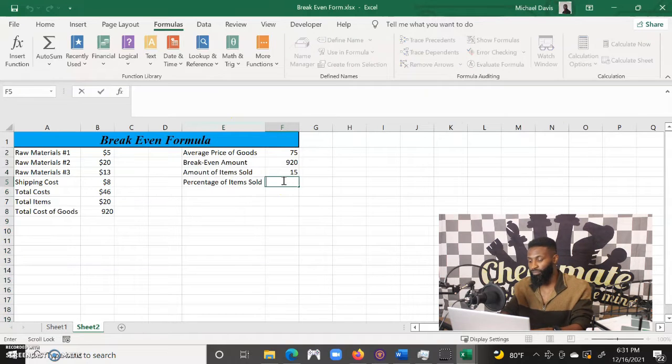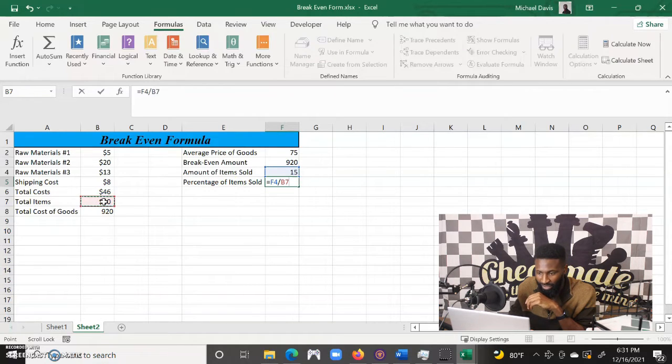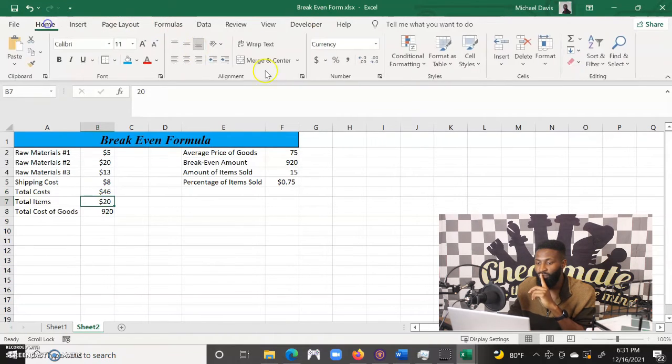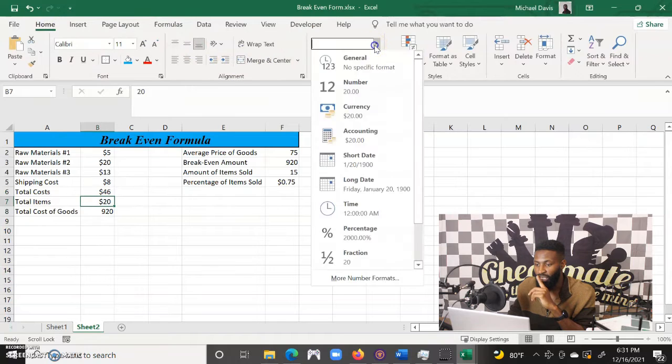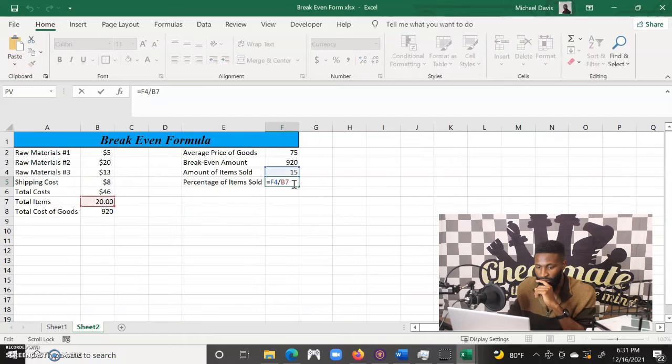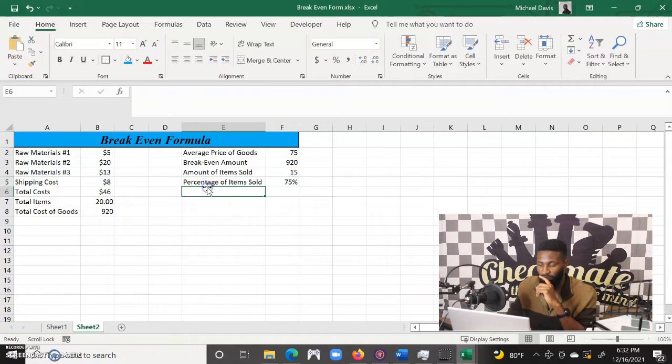Okay, and that's going to be E4 divided by, let's see right here. Did he put items as money? Oh no, we have to change that. We need that to be just a number. This needs to be in a percentage. Okay, percentage of items sold.